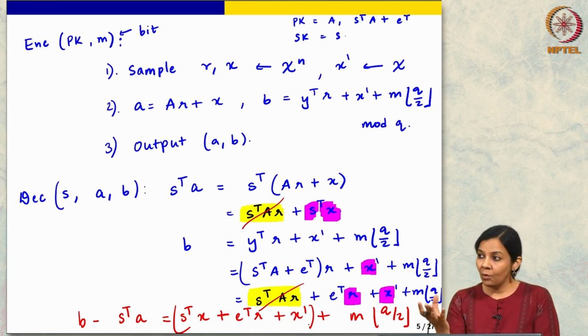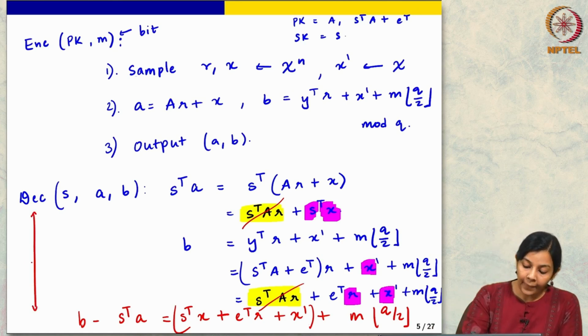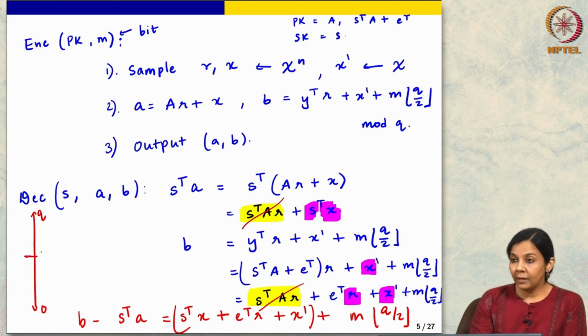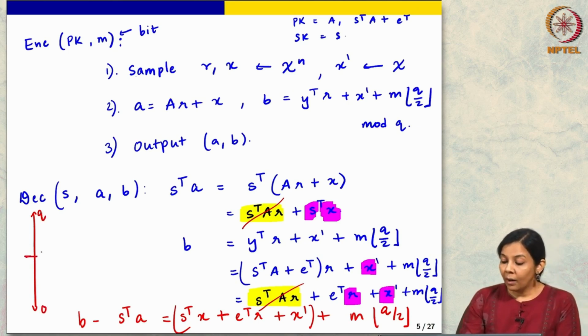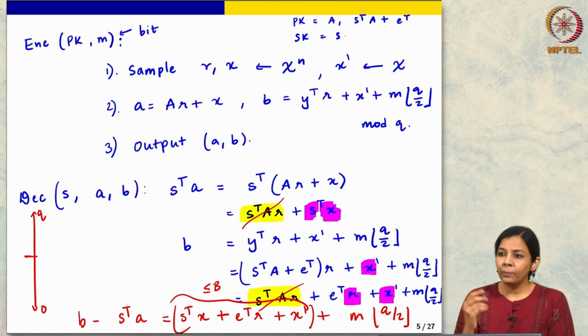So, it is either 0 or 1, and I am scaling it with Q over 2. So, think of this as 0 to Q, let us say. Okay. So, Q over 2 is somewhere here. Now, suppose I can bound this error term by some B, and this B, let us say, is quite small. So, suppose I can say that B is going to be at most Q over 4.